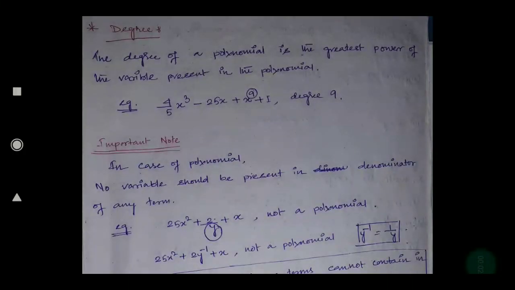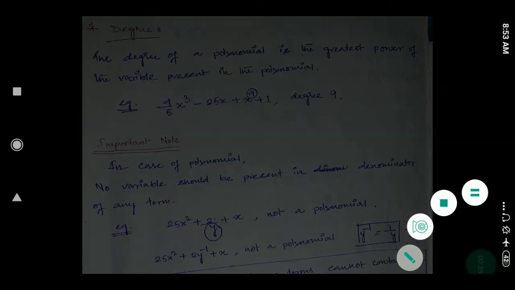So what is the degree of a polynomial? The degree of a polynomial is the highest power of the variable present in that polynomial. Suppose one polynomial is given. In that polynomial, you have to check what the highest power is, not of the constant, but of the variable. That is what you have to find.